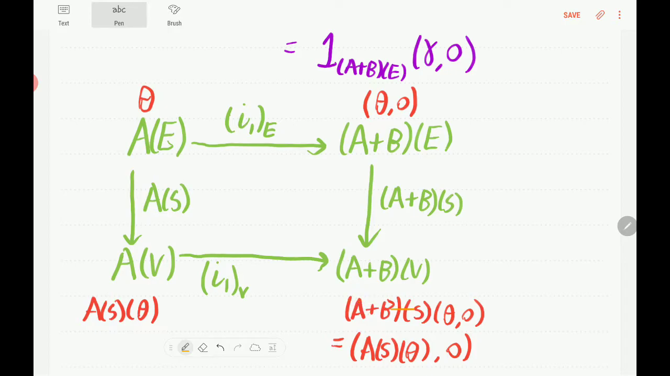then we get A plus B of S operating on theta comma 0. So that's what happens when we go along the top and the right of this square. What about the other way around? Well, if we start with theta, we do A of S on it, we get A of S of theta. Then if we do the V component of I1 on it, well, that's just going to append a 0, so we get A of S of theta comma 0.